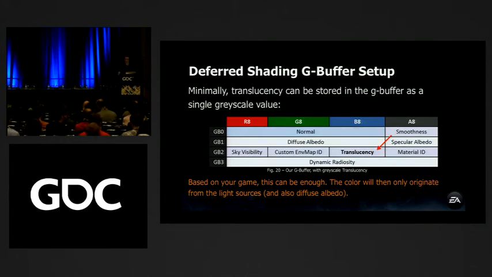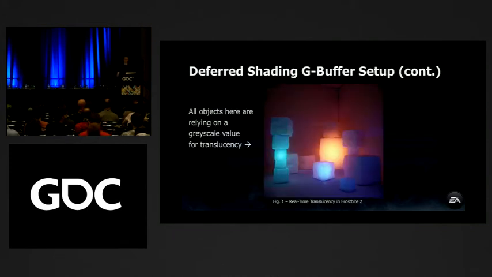On the engine side of things, I mentioned that we store this in the G-buffer as a single grayscale value. So here's one of our G-buffer setups for Frostbite 2. In the case where your G-buffer is really busy and full, you can store this as a single grayscale value, which I show here on G-buffer 2 and the B8 column. Also, we filter by material ID that you can see just on the right of that. So we can reuse that channel for any other parameter that we like.